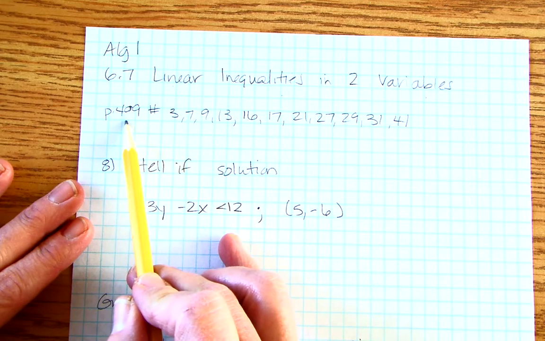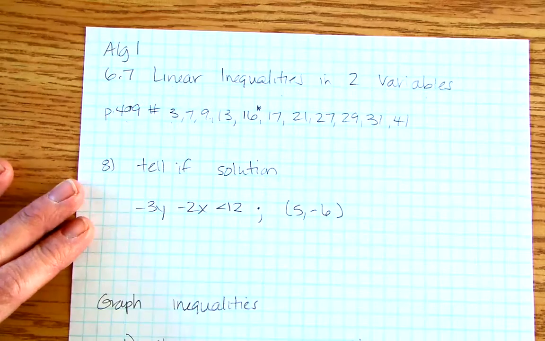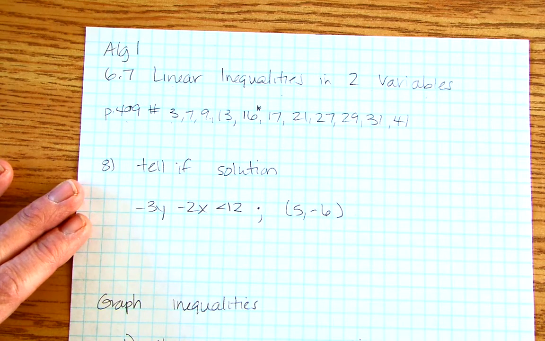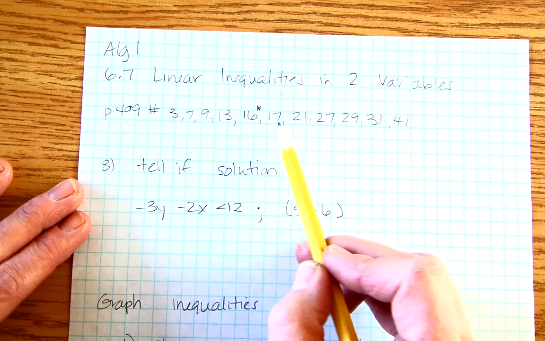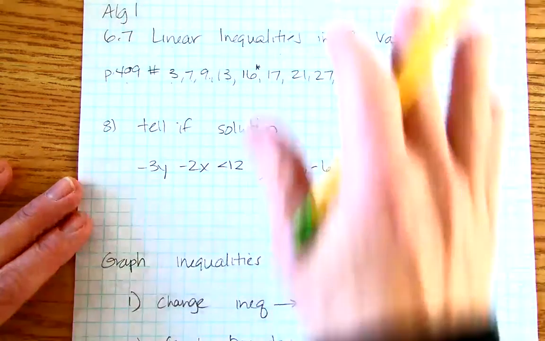Your assignment comes from the book, page 409, 379, 13. 16 is a little challenging. It's good, though. It's a multiple choice question, so think about how you can sometimes eliminate choices with a multiple choice question, and then these numbers here.